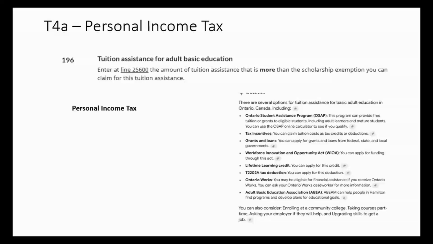Code 196, tuition assistance for adult basic education. So if you receive some kind of assistance from, let's say, OSAP, this has to do with the Ontario Student Assistance Program. This is something that you deal with when you enroll in a university or college program. Let's say your OSAP covers you for your tuition fees for the time that you're in college or university. Then you would need to type in the amount that you receive from OSAP in code 196.